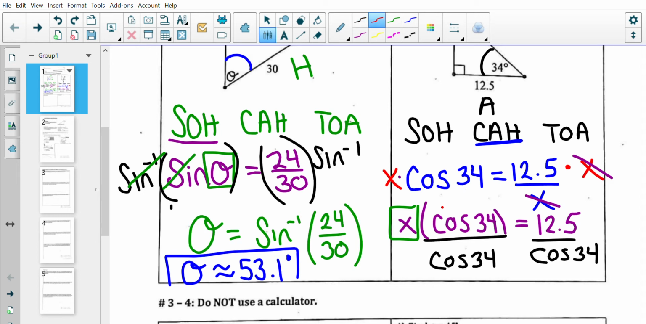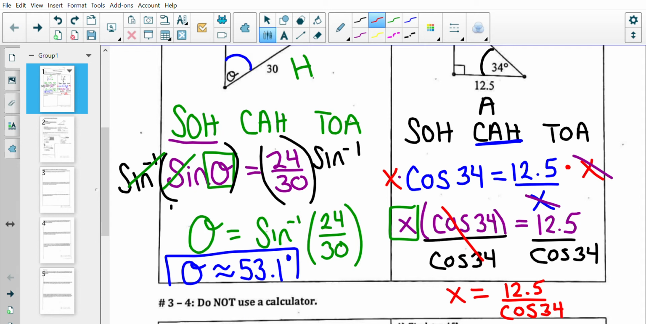The cosines will cancel, so we will have x is equal to 12.5 divided by the cosine of 34. And this is exactly what you're going to type into your calculator. So you're going to type 12.5 division sign cos 34. So I'll say it again. You're going to type in 12.5 division sign cos 34 and then enter.